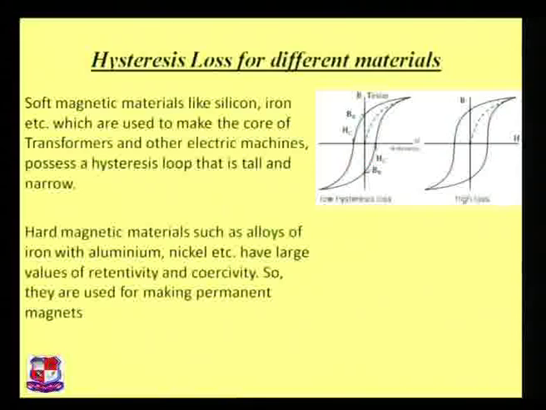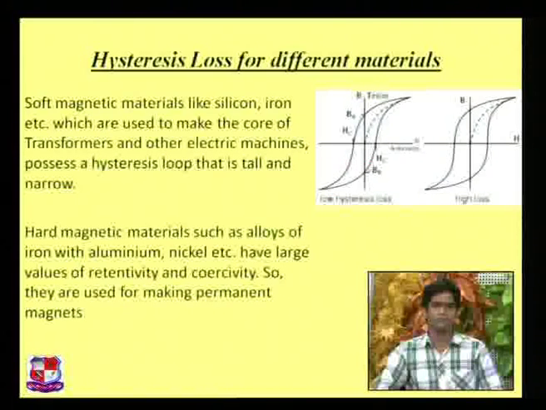See, different magnetic materials have different hysteresis loss and they have different applications. Soft magnetic materials like silicon or iron, which are used to make the core of transformers and other electrical machines, possess a hysteresis loop which is very tall and narrow. But hard magnetic material will possess a very big hysteresis loop. So by the area of the hysteresis loop, we can compare low hysteresis loss and high hysteresis loss.